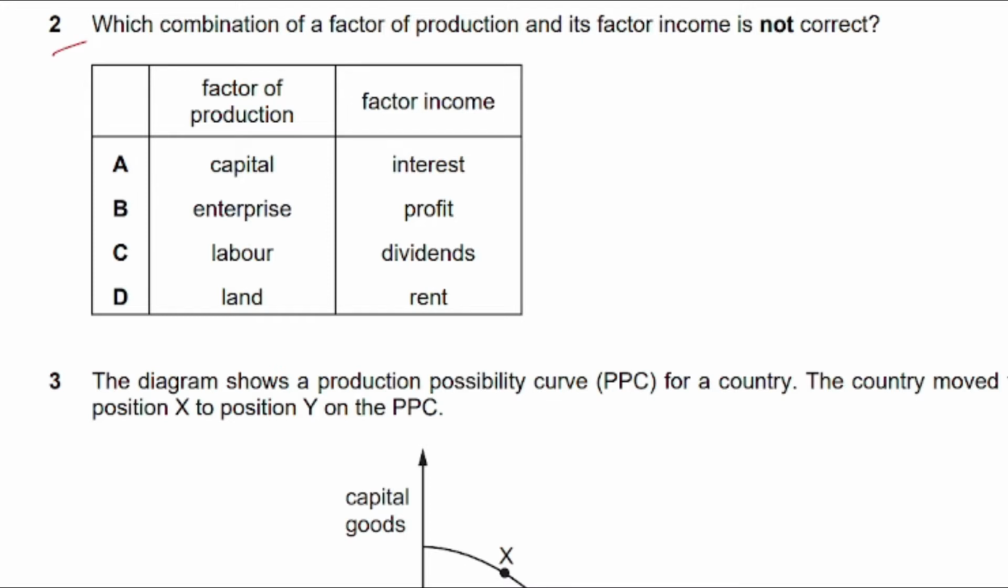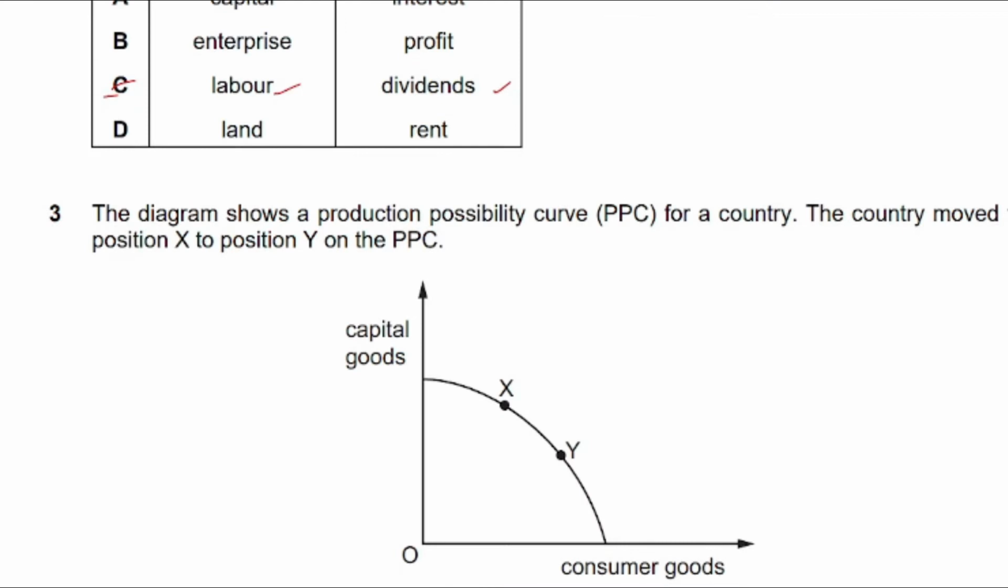So question number 2 is, which combination of factor of production and its factor income is not correct? So option C is the answer for this question, because the reward for labor is not dividend. All other options are correct, so we have to find out what is not correct. So C is the answer here.